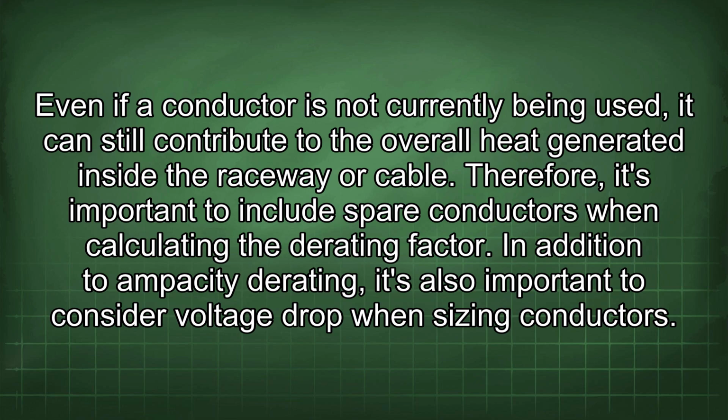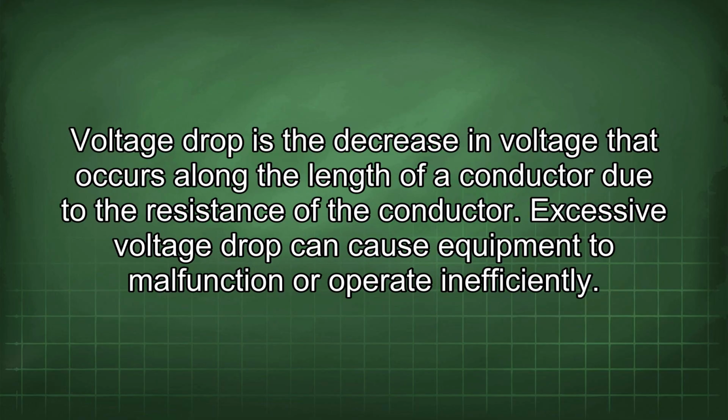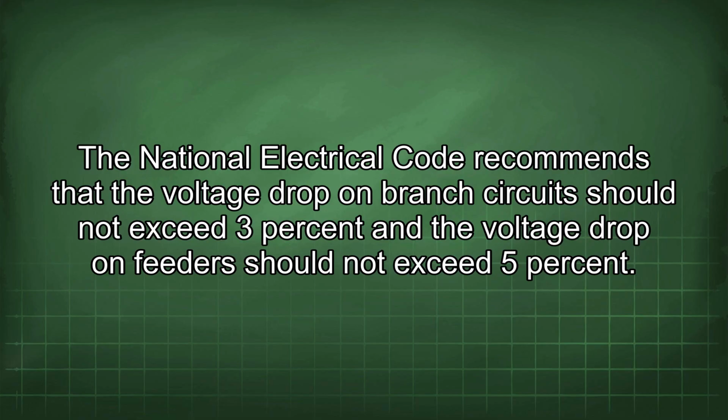In addition to ampacity derating, it's also important to consider voltage drop when sizing conductors. Voltage drop is the decrease in voltage that occurs along the length of a conductor due to the resistance of the conductor. Excessive voltage drop can cause equipment to malfunction or operate inefficiently. The National Electrical Code recommends that the voltage drop on branch circuits should not exceed 3% and the voltage drop on feeders should not exceed 5%.